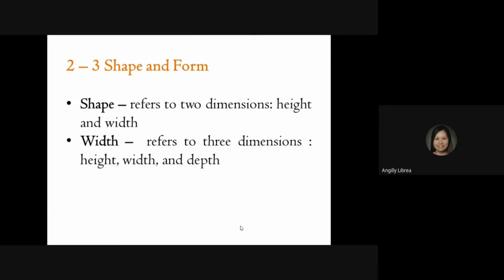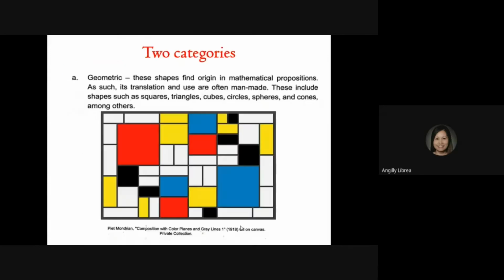Two categories can be used as broad distinction. First is geometric. These shapes find origin in mathematical propositions. As such, its translation and use are often man made. These include shapes such as squares, triangles, cubes, circles, spheres, and cones, among others. So, this is an example. It's P. Mondrian, Composition with Color, Planes, and Gray Lines, painted in oil on canvas. And this was part of a private collection.